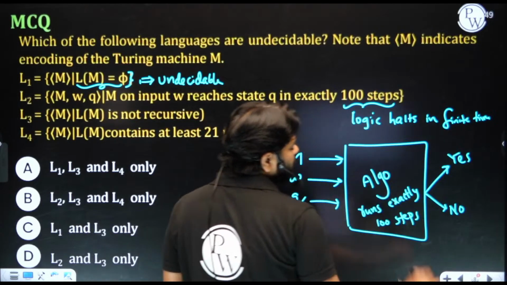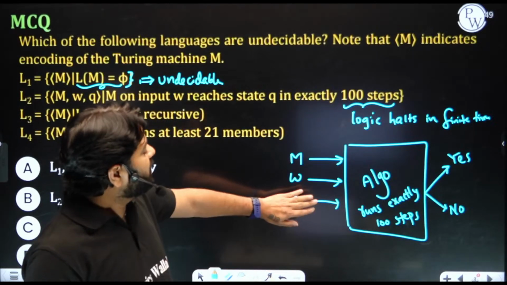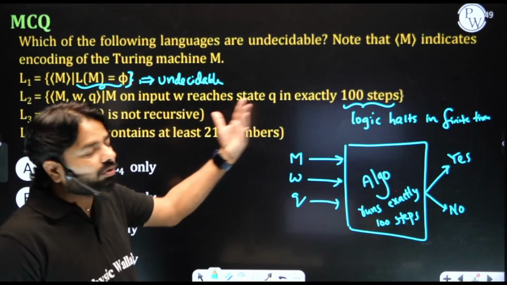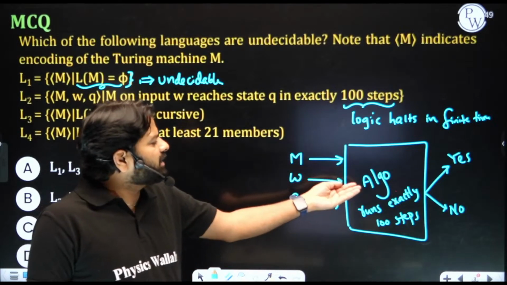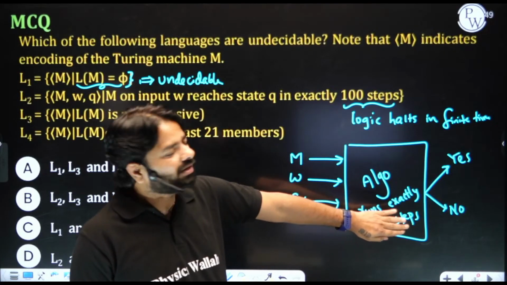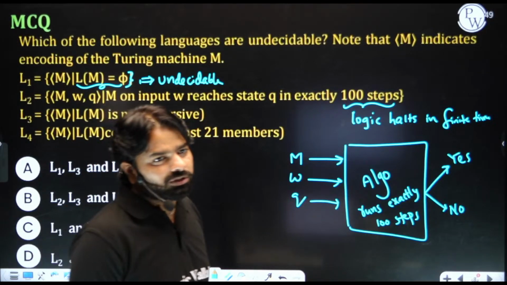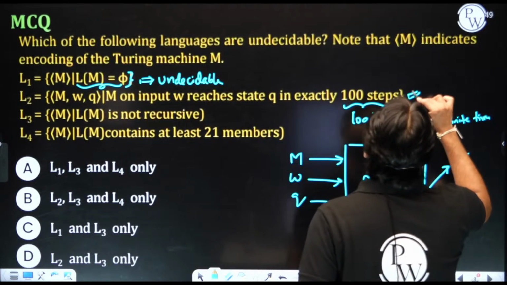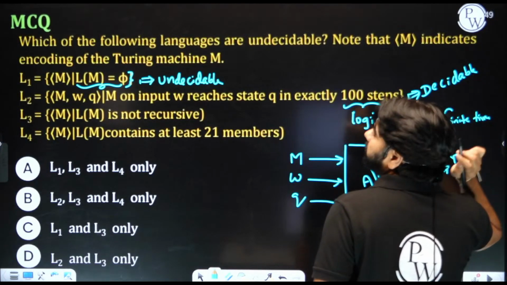If 100 steps not given, this problem could have been undecidable. The reason is before reaching Q itself, it might go into infinite loop and you never halt. You may never halt. Then this is not algo. Algo is not possible in that case. If these 100 steps are not given, then algo is not possible. Maybe you can design Turing machine but not halting Turing machine. So B is decidable.